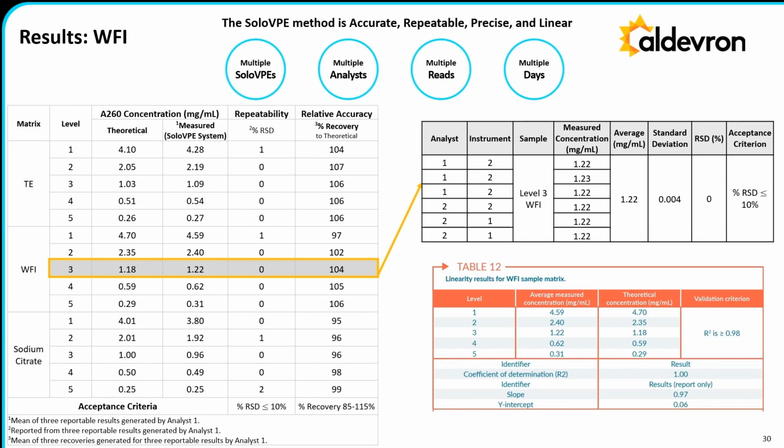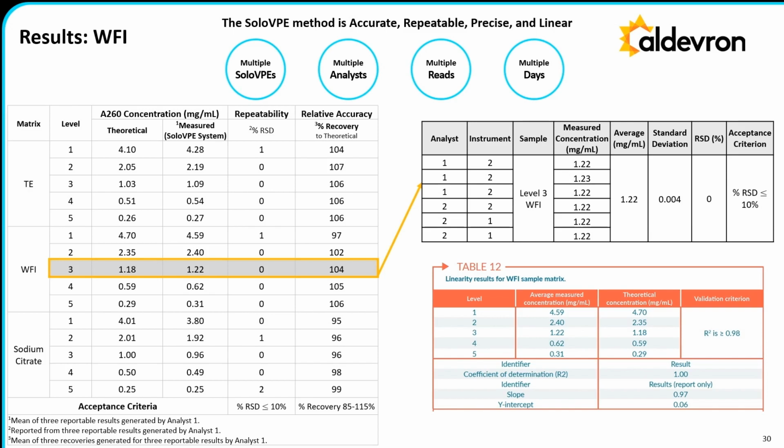And again, the RSD is just very nice, right? It's very repeatable, very precise. It really demonstrates, I think, the robustness of the technology. It's very straightforward to use. If we look at table 12, the linearity, again, linearity is comfortably passing our criteria.